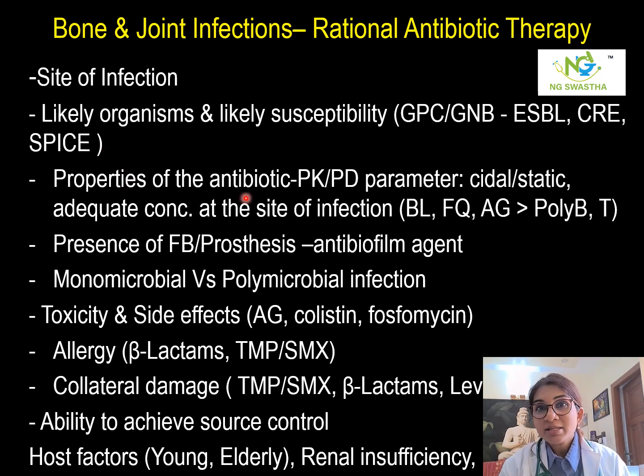The properties of the antibiotic, the PK/PD parameters: we need to choose ideally drugs which have cidal activity and also have adequate concentration at the bone. So beta-lactams, quinolones, drugs like linezolid, levonadifloxacin have a higher concentration in the bone and will be preferred, whereas drugs like polymyxin B, colistin, tigecycline have limited penetration and are not really preferred drugs, or if we have to use them, they should be used in combination therapy.